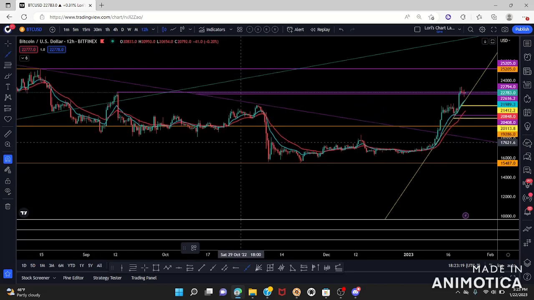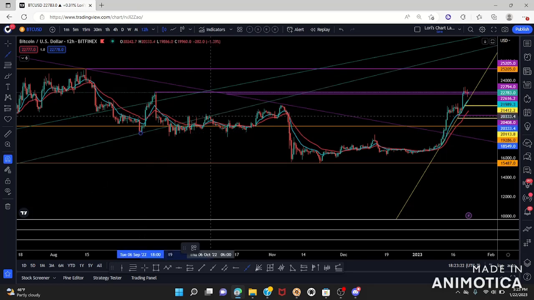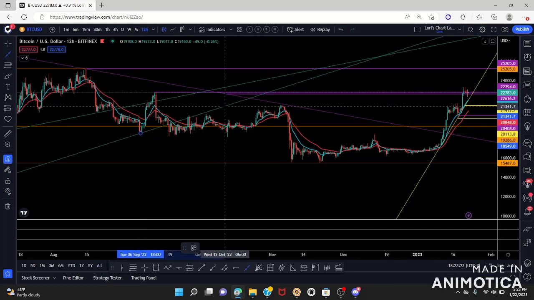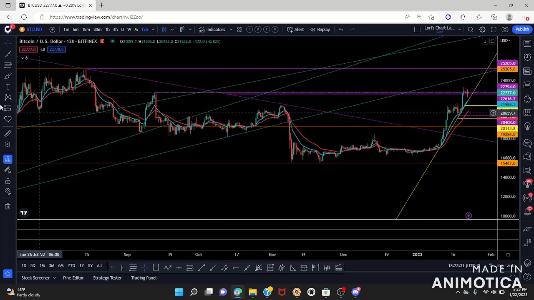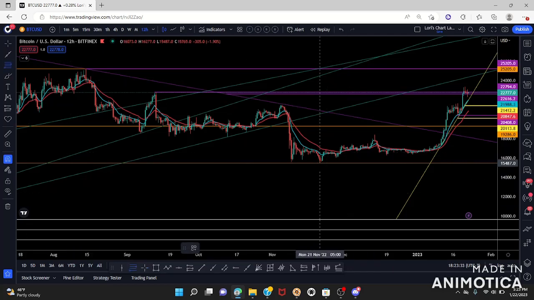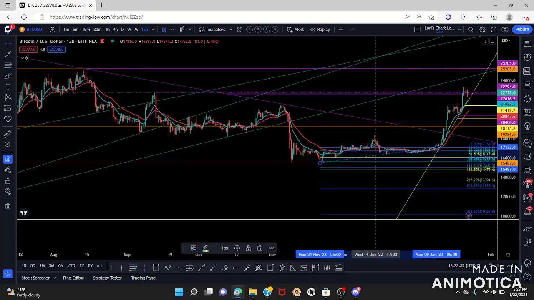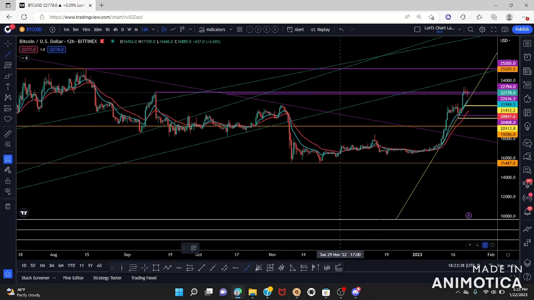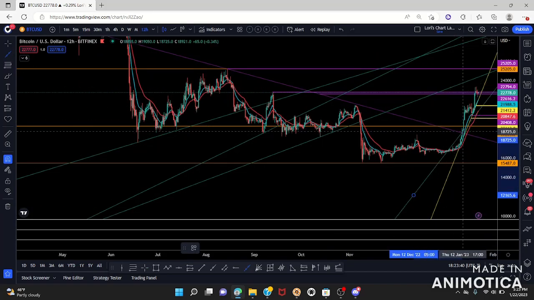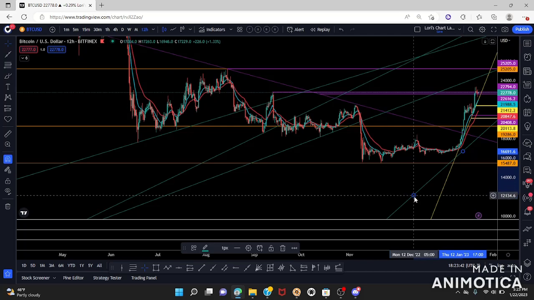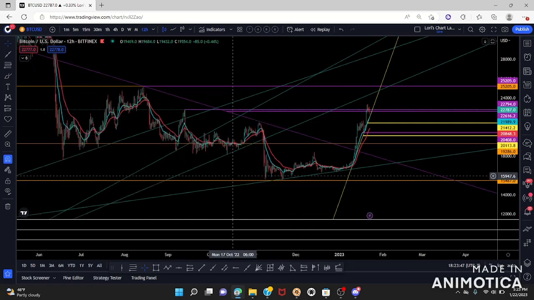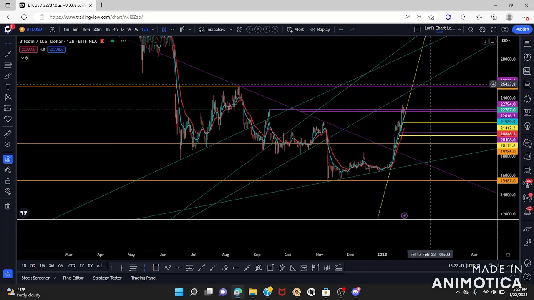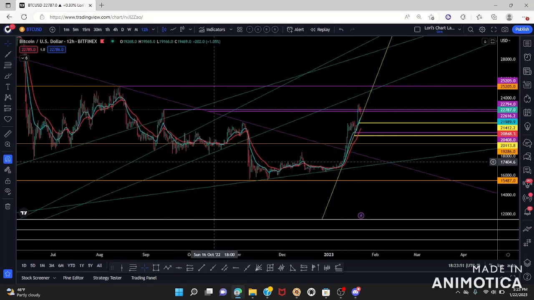Within this here, I'm just marking the price action as it goes up. From this point. Oops, not the fib. How did the fib get there? Just simple trend lines within the 12-hour. We had a down movement, now we're in an up movement.